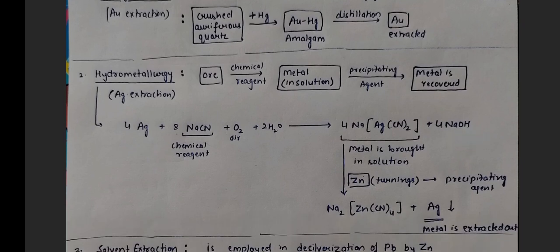So this is used for Ag extraction, basically Ag plus 8 NaCN, which is a chemical reagent, plus oxygen, meaning air, plus water gives 4 moles of Na[Ag(CN)2] plus 4 moles of NaOH. Metal is brought into solution. We will add zinc turnings, that is a precipitating reagent. We get Na2[Zn(CN)4] plus Ag, that is metal is extracted out.